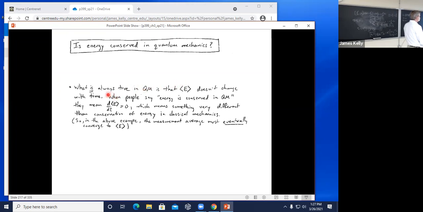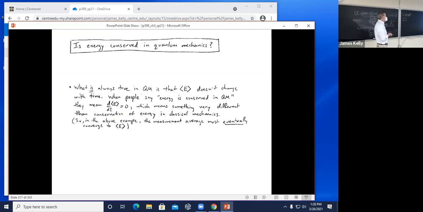And this is something that is always true in quantum mechanics, right? The individual probabilities aren't changing, and therefore the expectation value of energy isn't changing. I'm assuming we're not making any measurements in the intervening time. We're just letting it evolve according to the time-dependent Schrodinger equation.